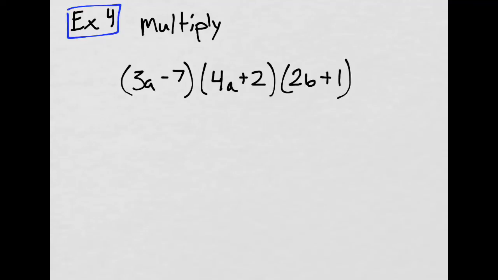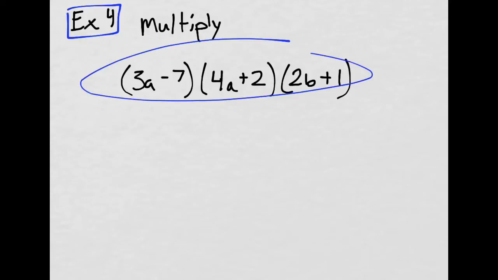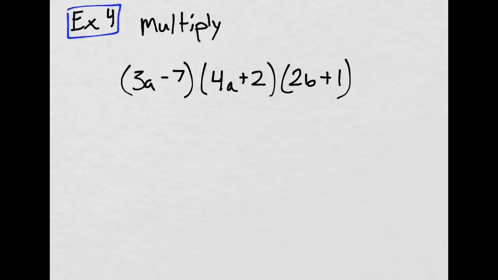So the last type of multiplication problem that we have isn't really any different than what we've seen before. However, we can take a look at this and see that there's three things in parentheses. So what can we do? Well, this I can deal with. So I'll deal with that first, and then I'll write this one down later.